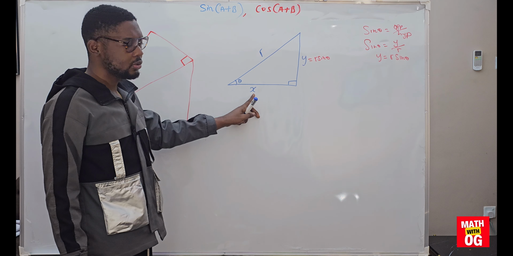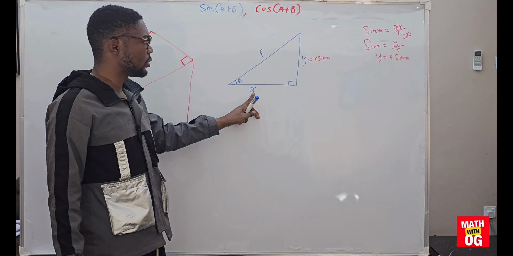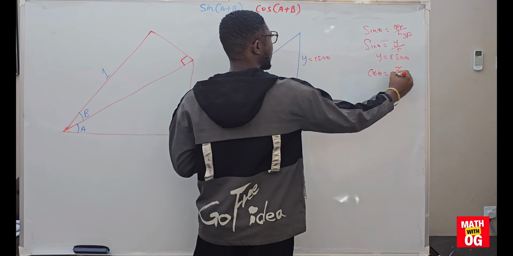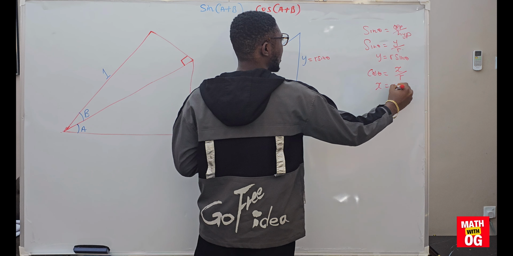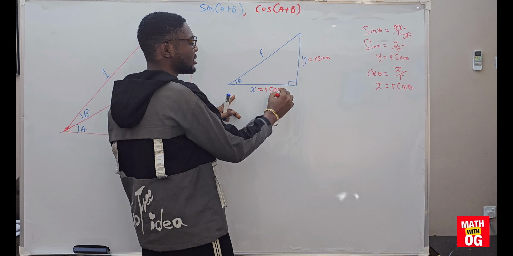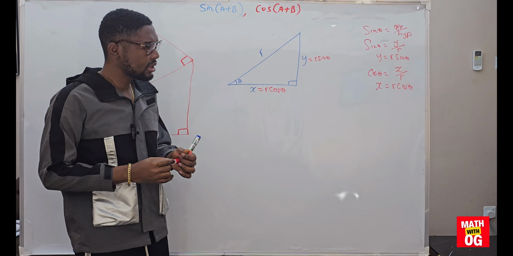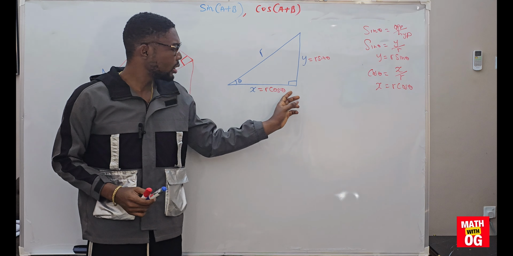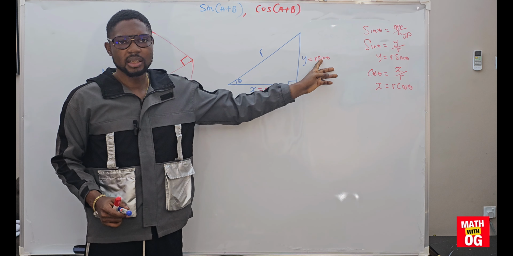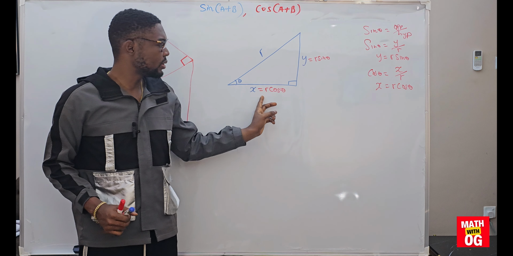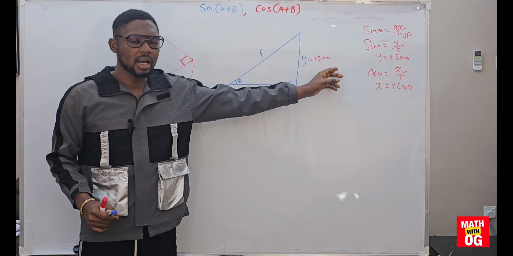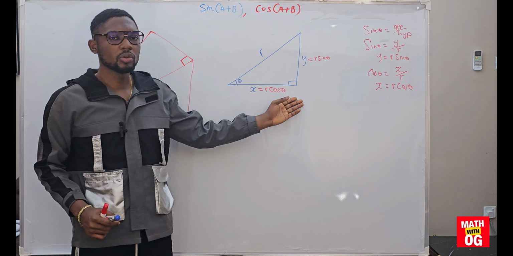Now, for this side, using the same thing, this will be for cos. So we'll be having cos theta is equal to x over r. So x is equal to r cos theta. So I can plug that here, r cos theta. So you can see that at any given point in time, if you have a right angle triangle, the side opposite the angle is the hypotenuse sin the angle. The side adjacent to the angle is the hypotenuse cos the angle. I repeat, hypotenuse sin the angle and hypotenuse cos the angle.